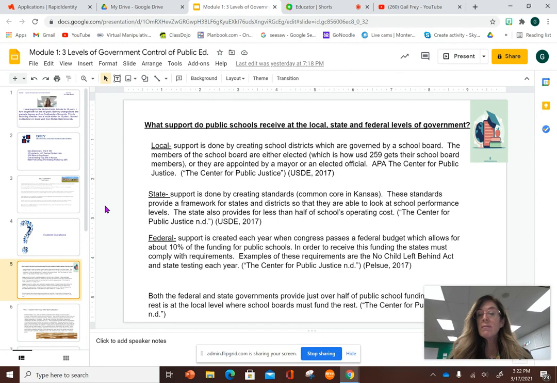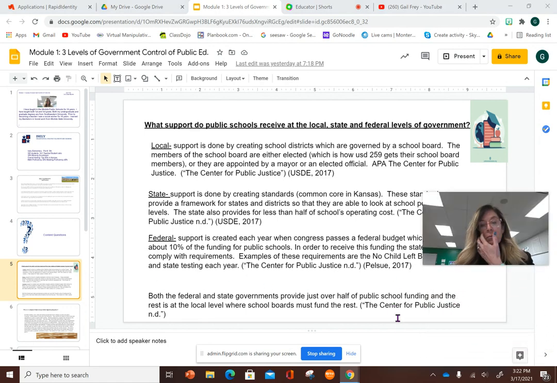In order to receive this funding, the states must comply with requirements. An example of that would be the No Child Left Behind Act or the state testing that we do every year. And both the federal and state governments provide just over half of the public school funding, and the rest is at the local level where school boards must fund it.